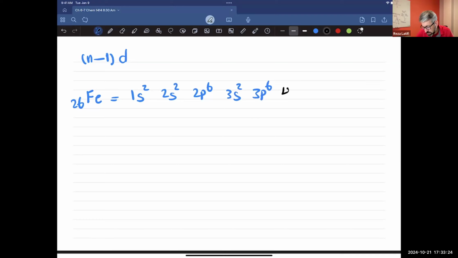Now we jump to 4s with 2 electrons. Until now, we have 20 electrons. Forgive me, this one is going to be 18 electrons, my bad. Plus 4s, it will be 20. And this is going to be equal to argon. Okay, 4s, if I add 4s, it will be 20.